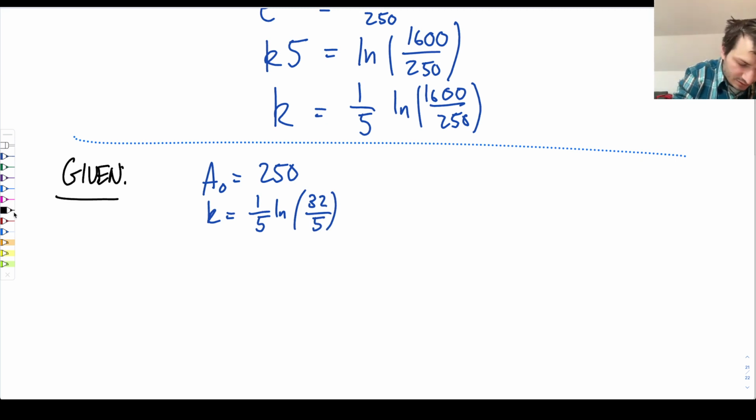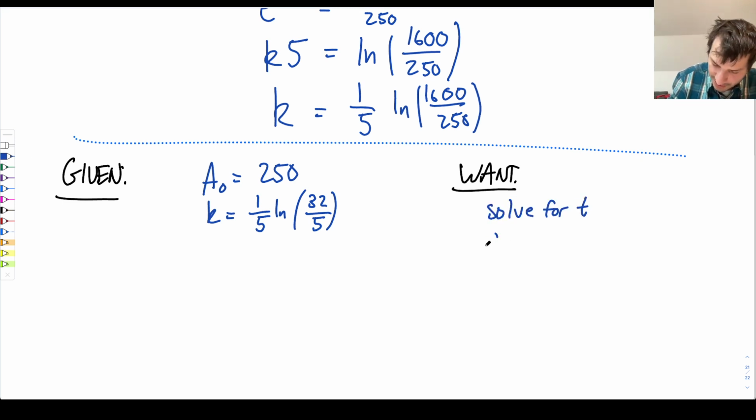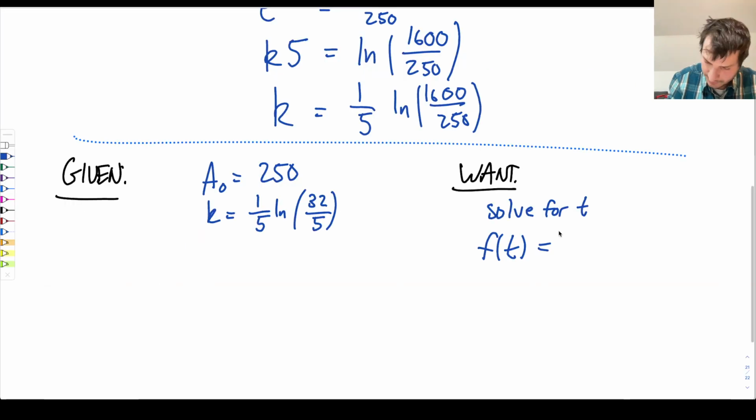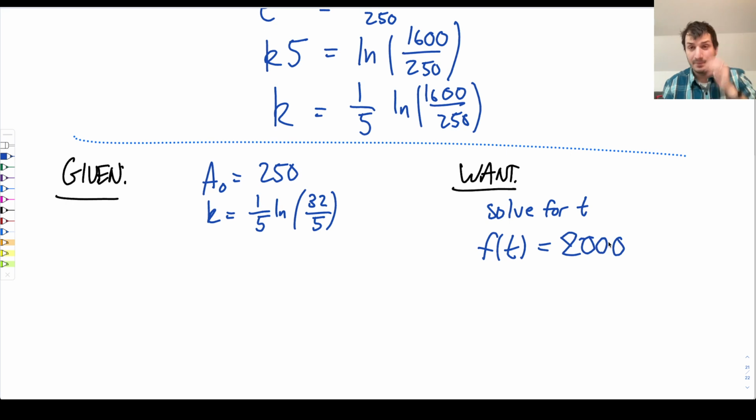And we want to solve for t. So that f of t equals 2,000. Right? We want to know what time it is at 2,000. So again, this part of the problem is very similar to what is in the homework problem. In the homework problem, you're not solving for t. It's saying just plug in t equals 7 or something. So it's even easier. But let's do this one.